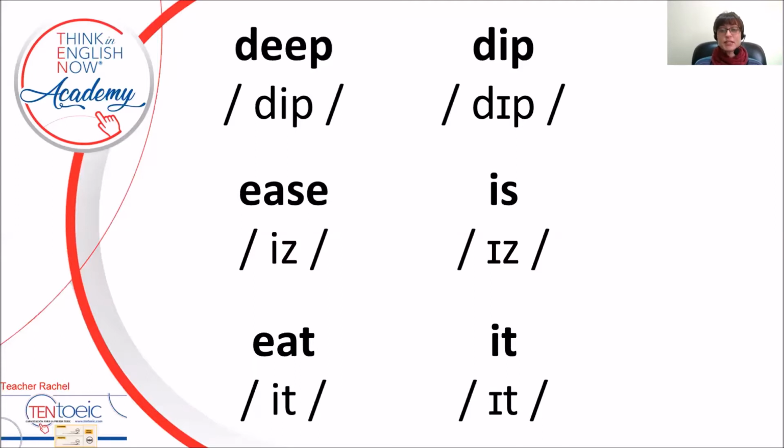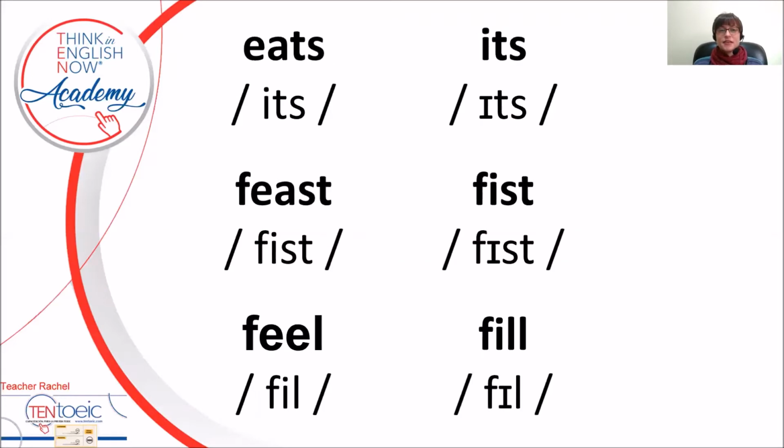It is a pronoun. Instead of he, she, it. So not man, not woman. It. Eats. So we use that for he, she, or it. He eats, she eats, it eats. Eats food. Its is a possession. It means it owns it. Its hat. Its food. So the food belongs to it.